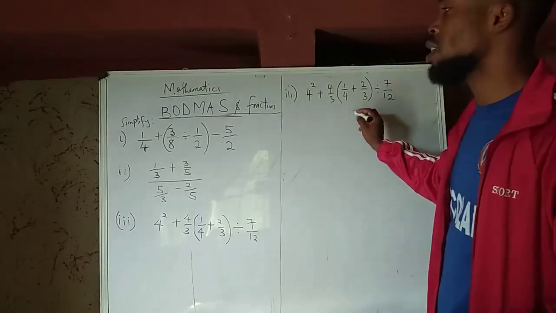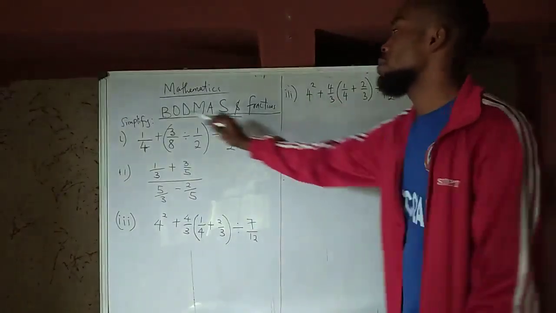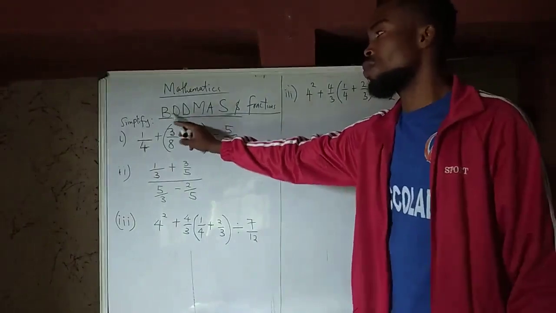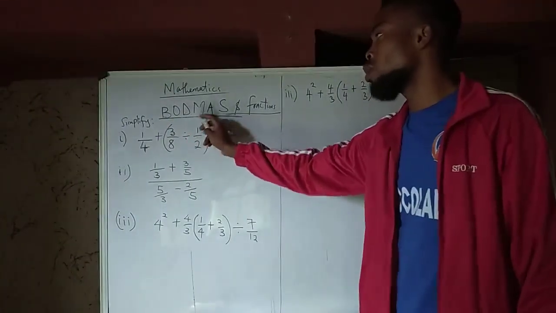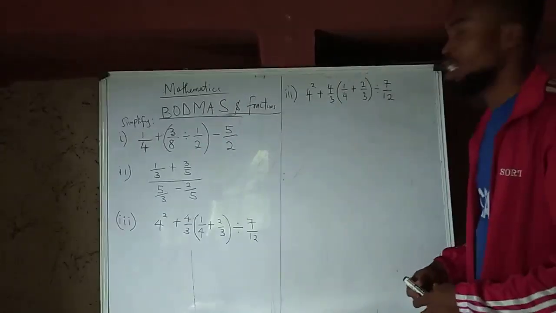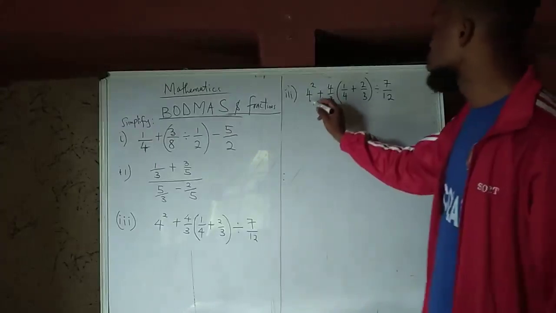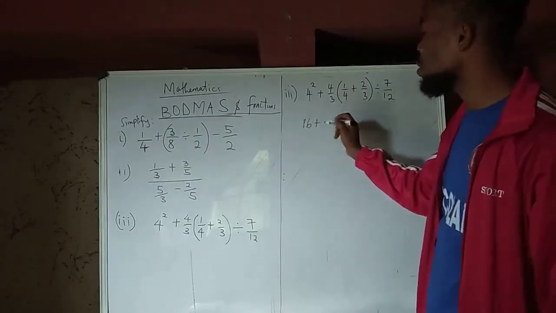Okay, let's start with the bracket. Even if we can do the exponent at once. Yeah, bracket and exponent, they can work side by side. Division and multiplication can work side by side. Addition and subtraction can work alternatively.